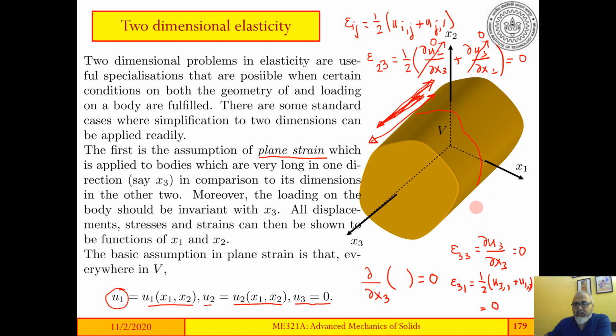So the only non-zero strains will be epsilon 1 1, which is del u1 del x1, which will not be 0 because of this relation, epsilon 2 2, which will not be 0 because of this one, and epsilon 1 2. So these three would be the only non-zero components of strain. And as you can imagine, if I take a small pillbox here, I can draw epsilon 1 1, epsilon 2 2, and epsilon 1 2.